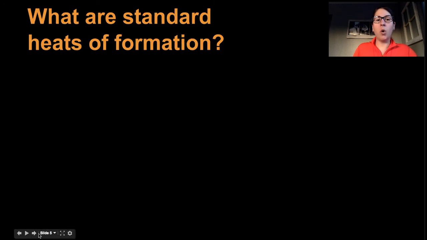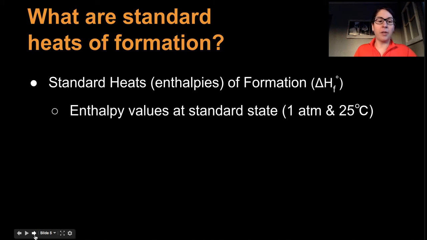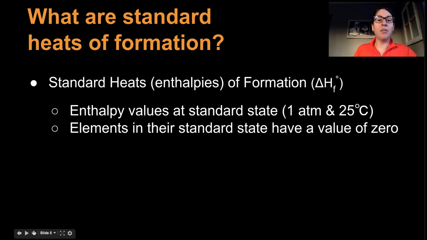Okay, so we're going to take a look at one other method, which is using standard enthalpies or heats of formation. With standard heats of formation, we have a new little symbol, but remember, again, it's just delta H, so don't freak out because there's a couple other symbols there. It's still just our enthalpy. These are going to be our enthalpy values at standard state, which is 1 atmosphere and 25 degrees Celsius. Elements that are in their standard state have a value of 0.